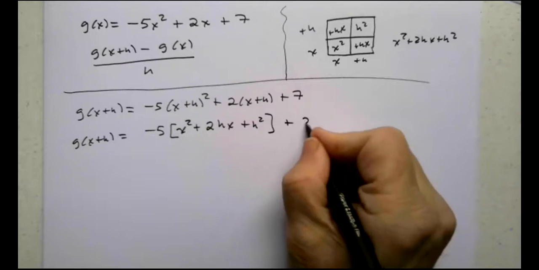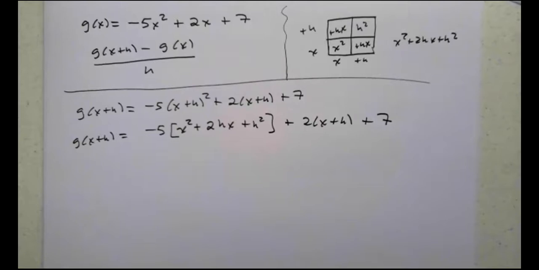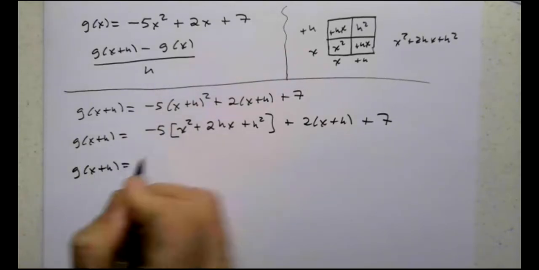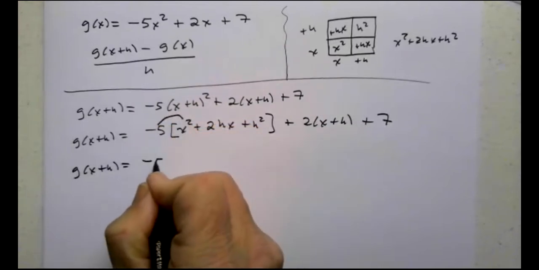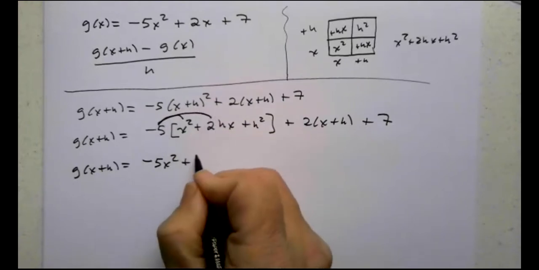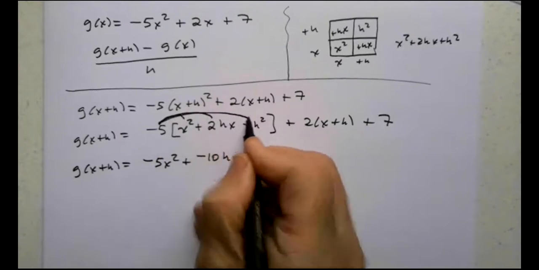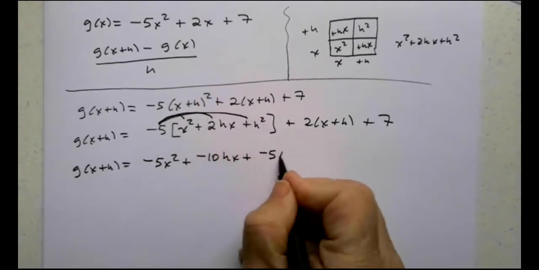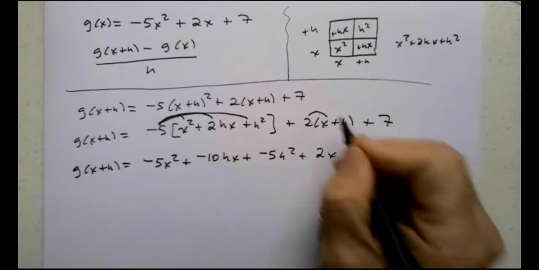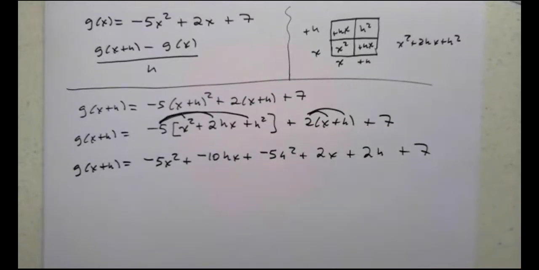Then I have plus 2 times x plus h plus 7, and we're going to now distribute. So negative 5 times x squared is negative 5x squared plus negative 5 times 2hx is negative 10hx plus negative 5 times h squared is negative 5h squared plus 2 times x is 2x plus 2 times h is 2h plus 7. So all of that is g of x plus h.